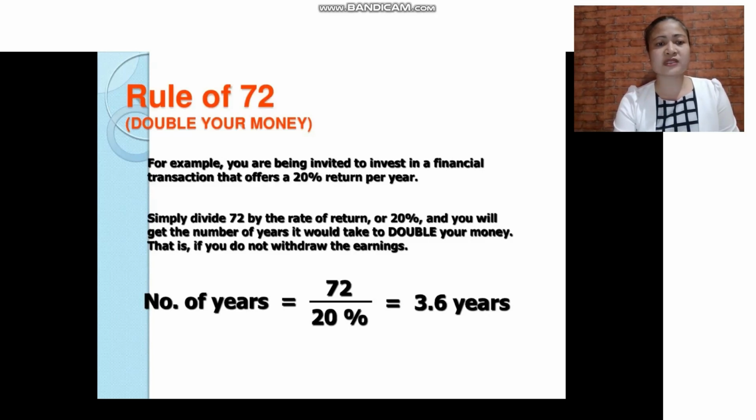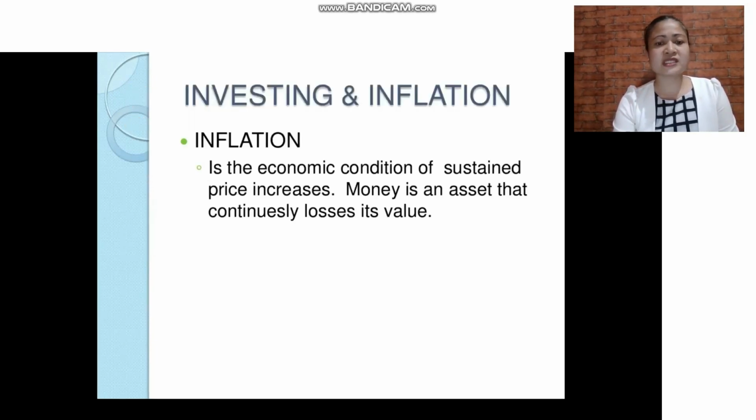Rule of 72. For example, you are being invited to invest in a financial transaction that offers a 20% return per year. But before entering any investment, be sure that it is genuine or legit. Inflation is the economic condition of sustained price increases. Money is an asset that continuously loses its value.